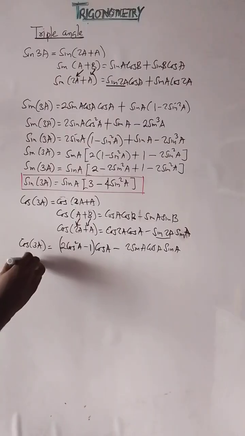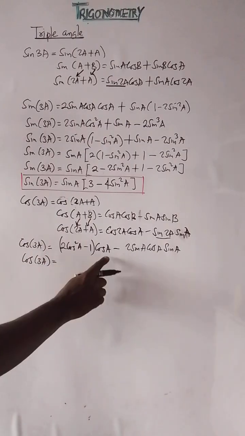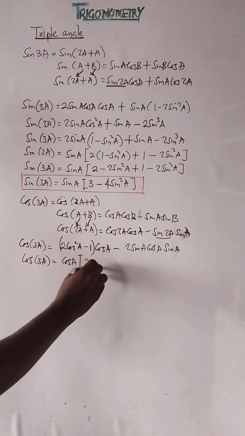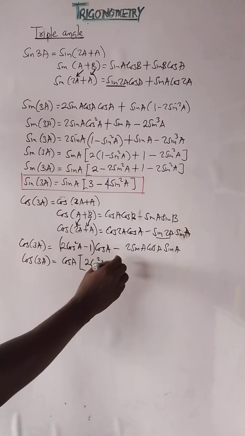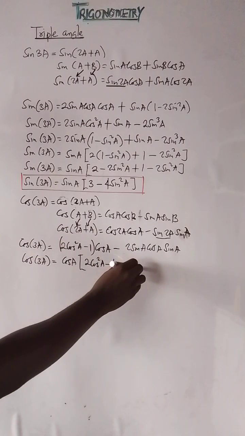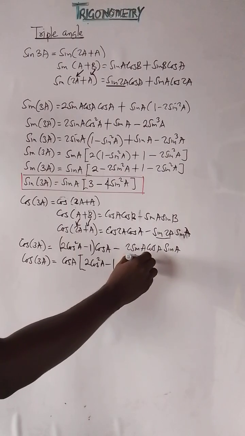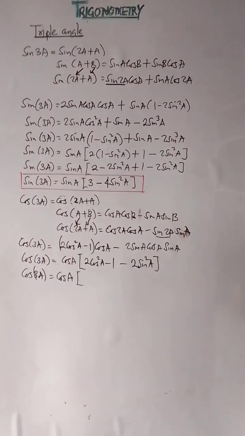So from here it means cos 3A becomes, let's see, cos A is here, cos A is here. So let's factorize cos A. So I'll be left with everything here, that's 2 cos square A minus 1. Then here we've taken out cos A, I'll be having 2 minus 2 sine A times sine A, which is sine square A.